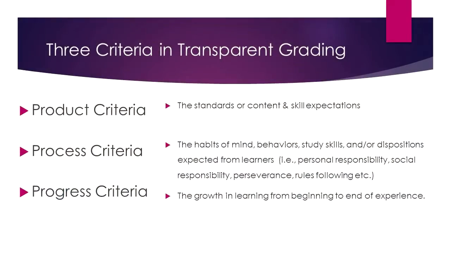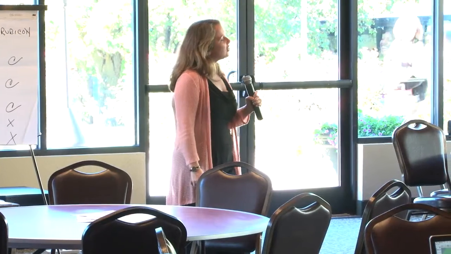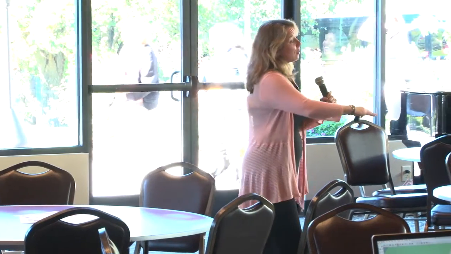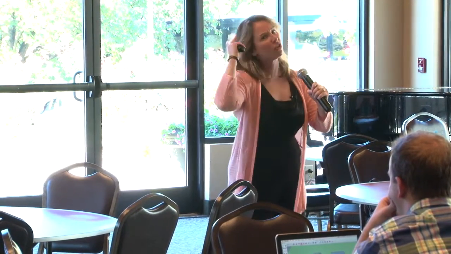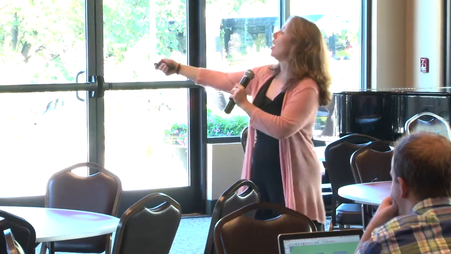The last one is a progress grade. Progress grade means how far the child has grown since they've been in the class. So if I've ever had a child come into my grade, but they were several grade levels below, and they worked their tail off, and they closed 3 grade levels, but they're still not at grade, product criteria is still an F.